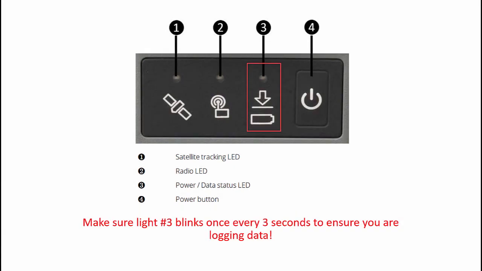When you're out in the field with the R8s doing automatic data logging, it's very important that once you turn the receiver on and it acquires satellites, to make sure that light number 3, the light with the down arrow and the battery next to it, is blinking once every 3 seconds. If it's not blinking, you're not logging data. If it is blinking once every 3 seconds, you are logging data. So make sure you check that before you walk away to ensure that you are logging data at the point.